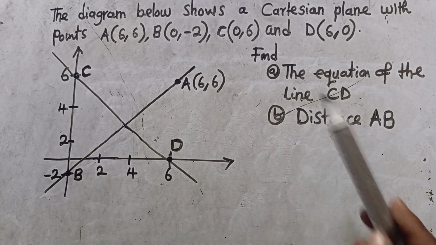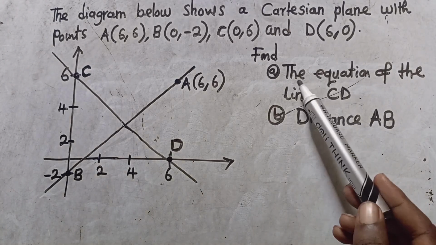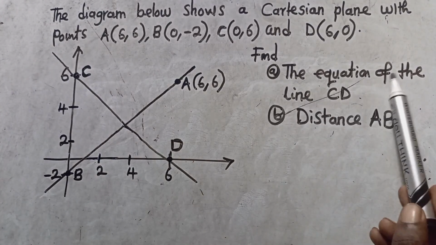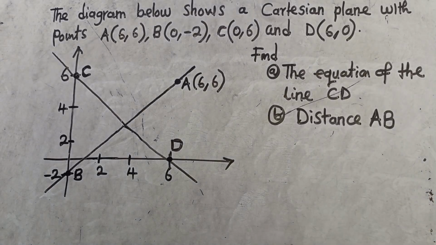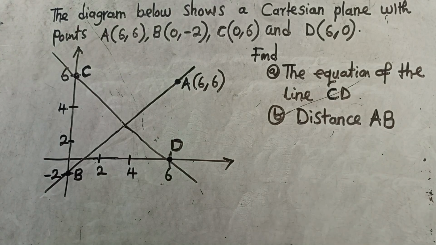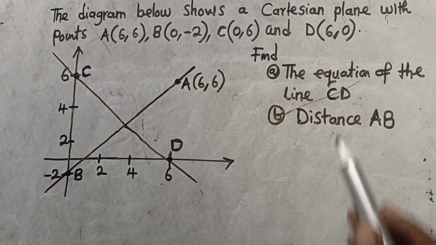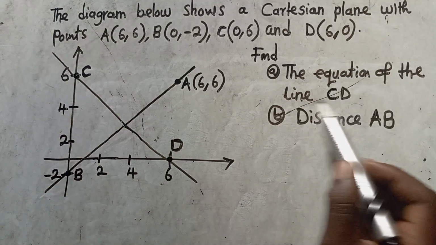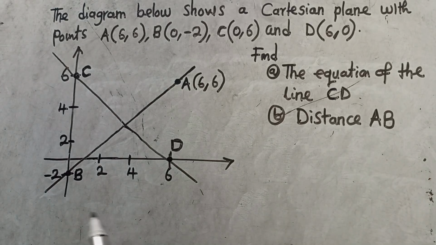And the first question that we are given here is to find the equation of the line CD. So we are going to answer this question together. When I answer this, I'll also give you another question so that I can see if you are able to understand what I'm teaching. For you to be able to find the equation of the line CD, let's write the points C and D, then we find the gradient. That's the first thing we need to do.